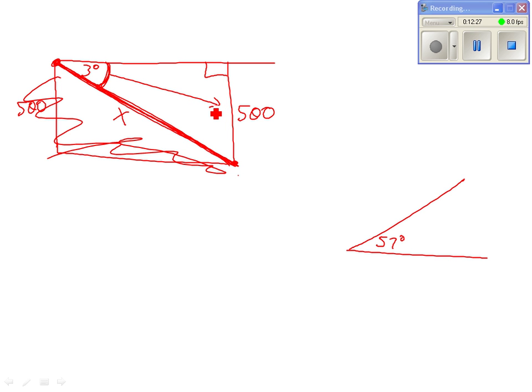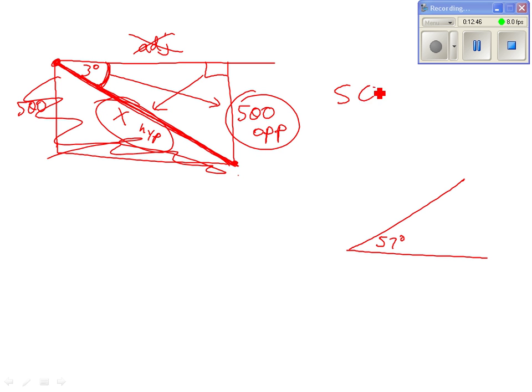What's that 500 going to be labeled? That's the opposite leg, good. The X over here is going to be labeled the hypotenuse, good. And then this other side is the adjacent. Do we care, which one don't we care about this time? So we care about the hypotenuse and the opposite.